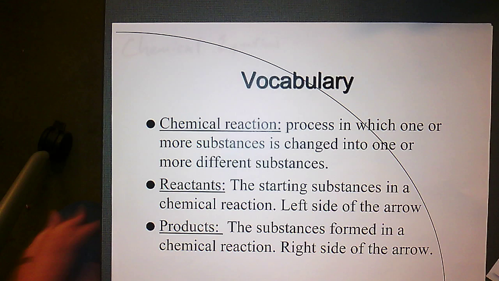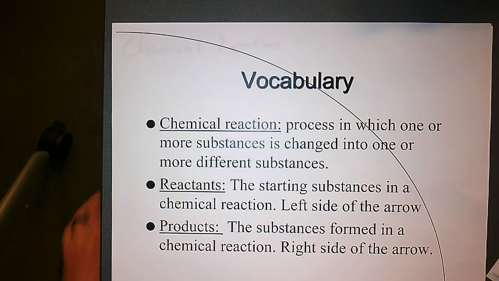Okay, now, vocabulary that you need to know. All right? You need to know these, write these down, because we will be talking about it in this manner. I do not put a vocabulary section on the assessment for this, but you need to know this. So, when I say a chemical reaction, we're talking about a process in which one or more substances is changed into one or more different substances. Sometimes things combine, sometimes they break apart, and sometimes they rearrange. All right? And we will be talking about that.